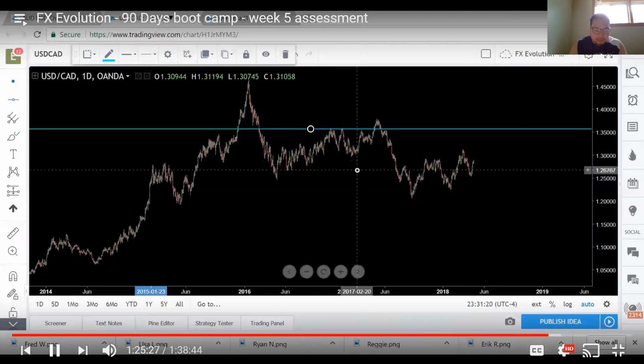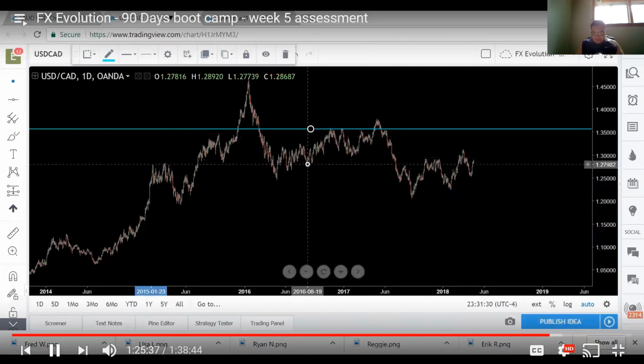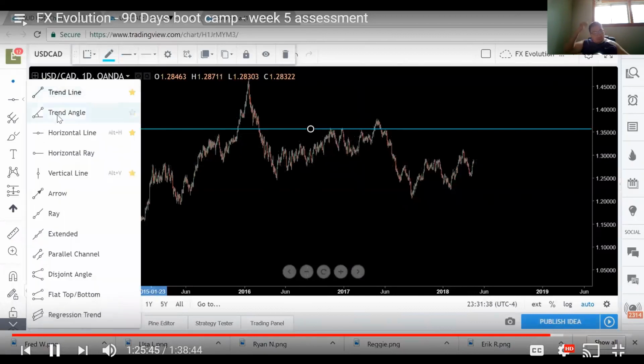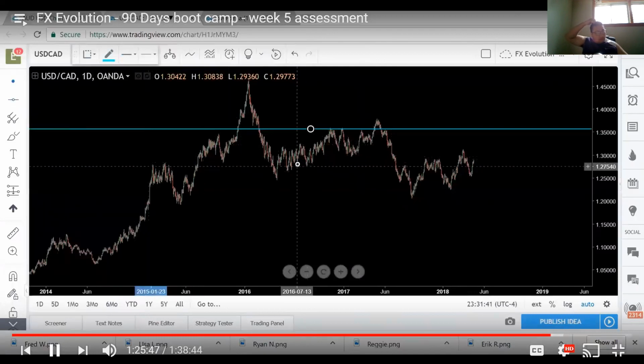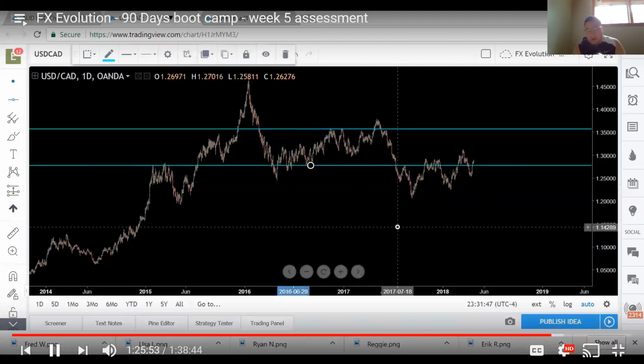Grab a horizontal line. Every time you click once, you gotta grab that horizontal line and draw it again. Oh, I gotta do it again. You gotta click it and draw. You didn't click it. You missed it. The arrow. Got it. Horizontal line. And then draw your support. I'm gonna say right there, maybe.